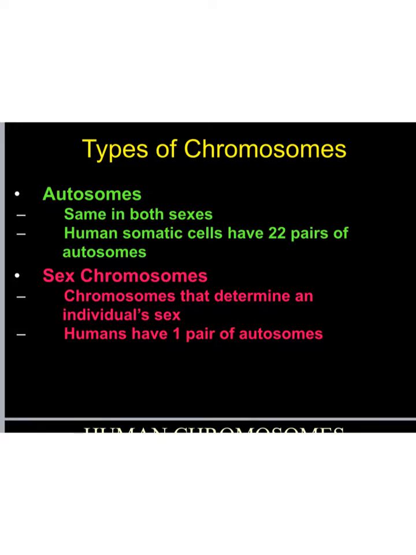We have talked a lot about the autosomes in chapter 14. These are the somatic cells. You have 22 pairs of autosomes. These are the same in both sexes, and these are your body cells.